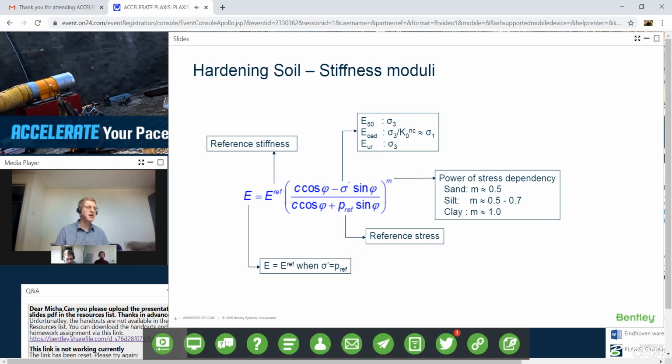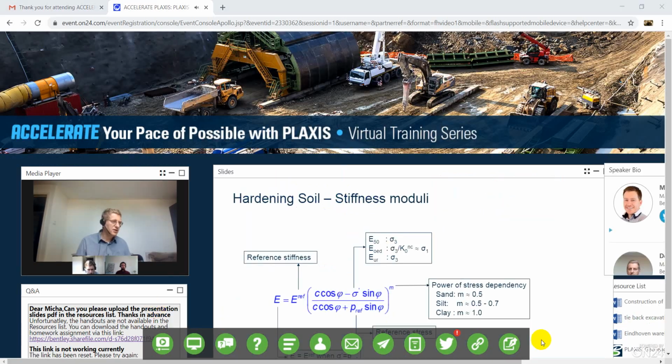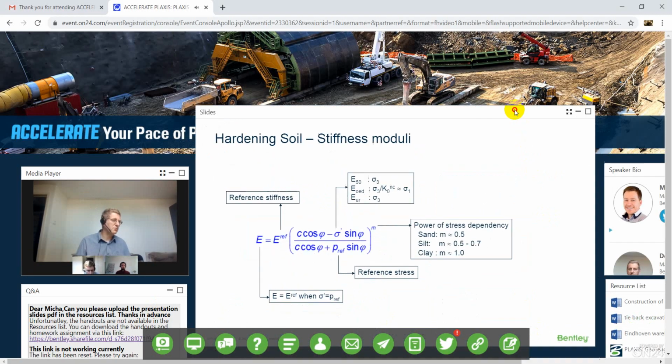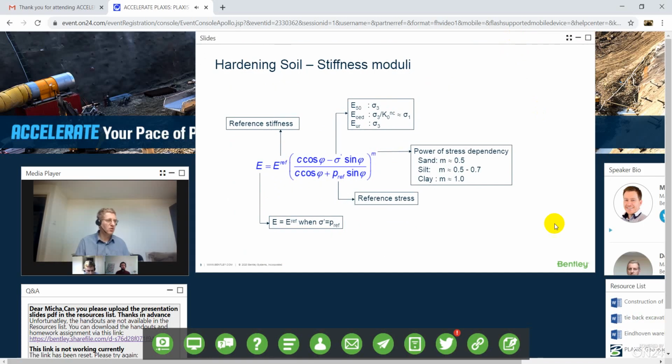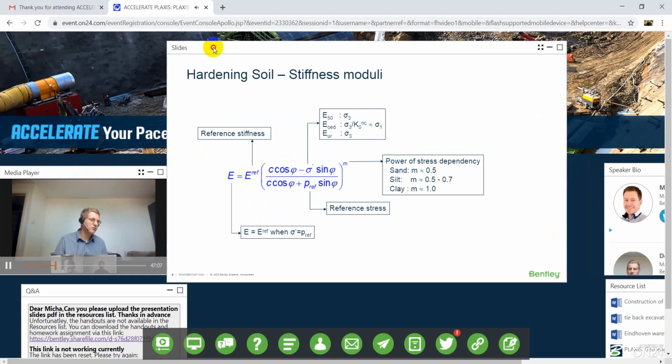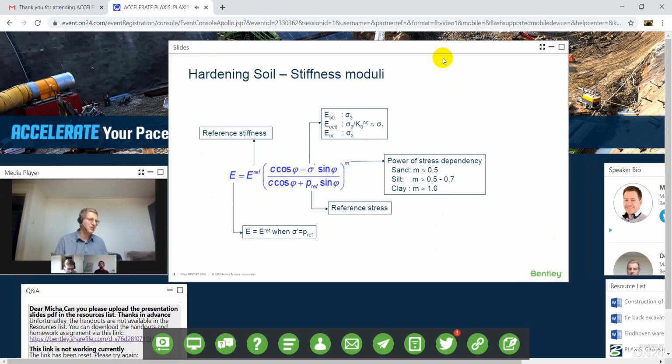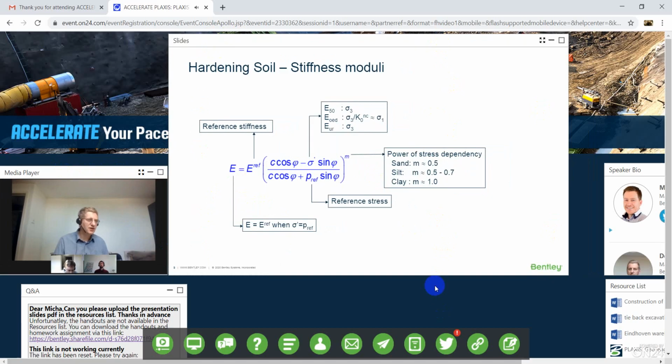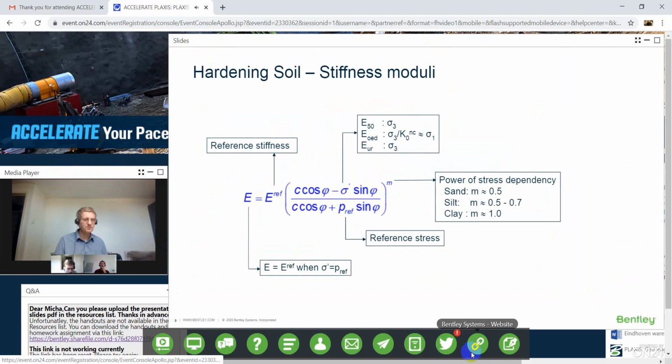And sigma is my... For an E50 or an EUR, this is sigma 3. For E odometer, this is sigma 1. Well, actually, internally, we use sigma 3 over K naught and C, but in an odometer test, sigma 3 over K naught and C is exactly the same as sigma 1. In a plane strain analysis, it's almost the same, but we still say that we depend on sigma 1. And then we have that power M.